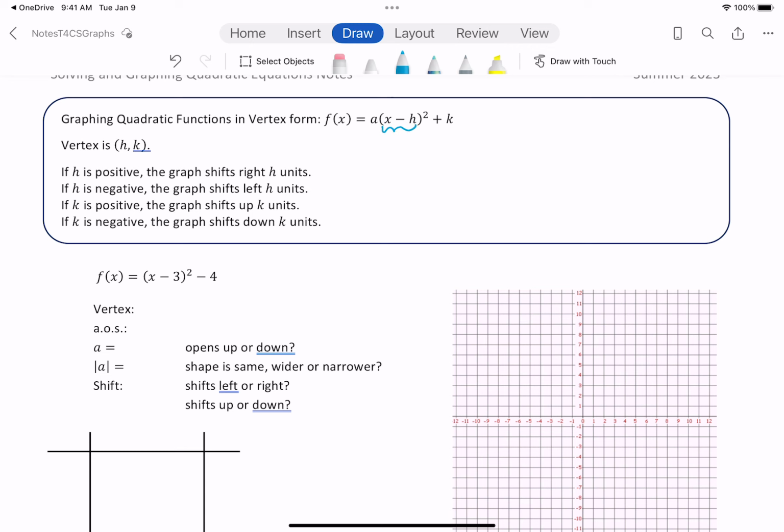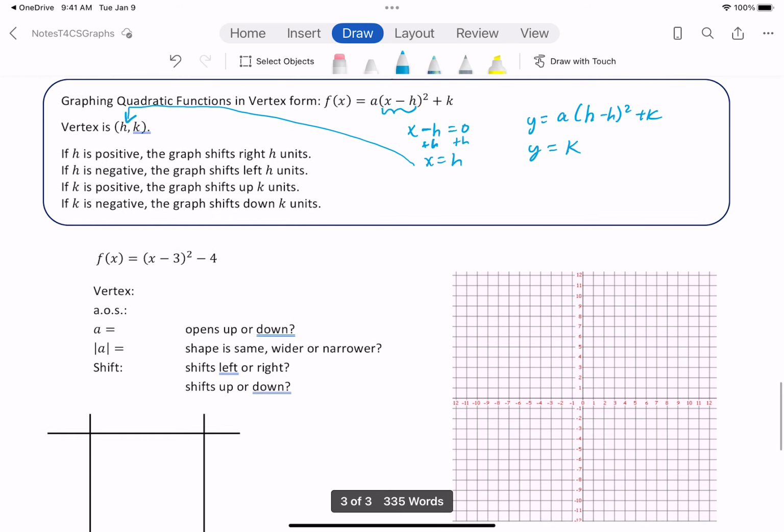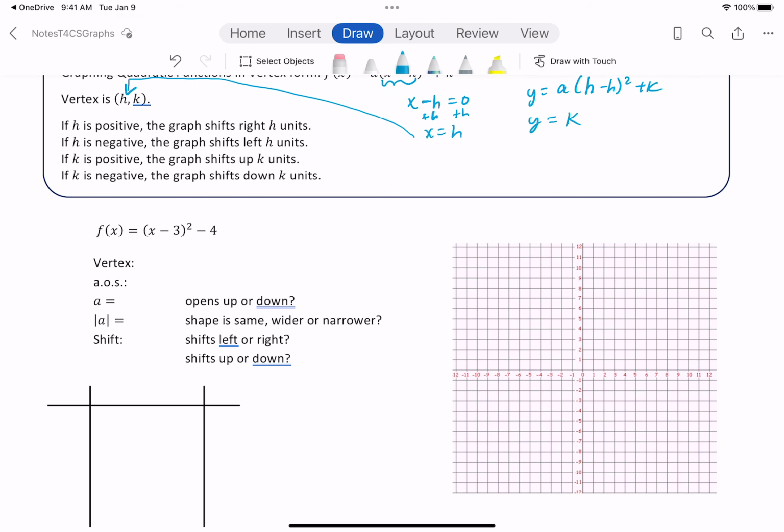And then we're going to use this information in the table to answer the questions about the parabola. If the x-coordinate of the vertex h is positive, the graph will shift to the right. If it's negative, it will shift to the left. If the y-coordinate, or k, for the vertex is positive, the graph will shift up. And if it's negative, it will shift down. So let's look at this first one.